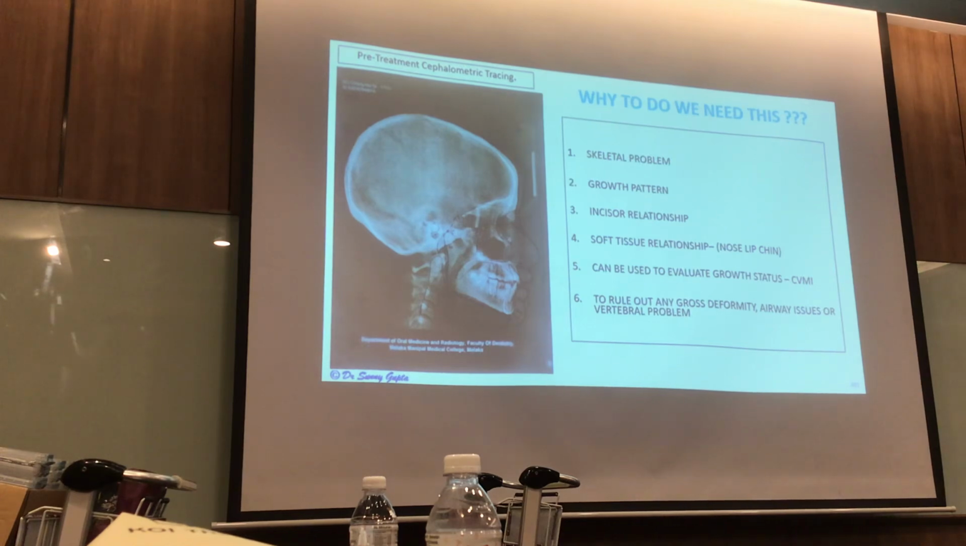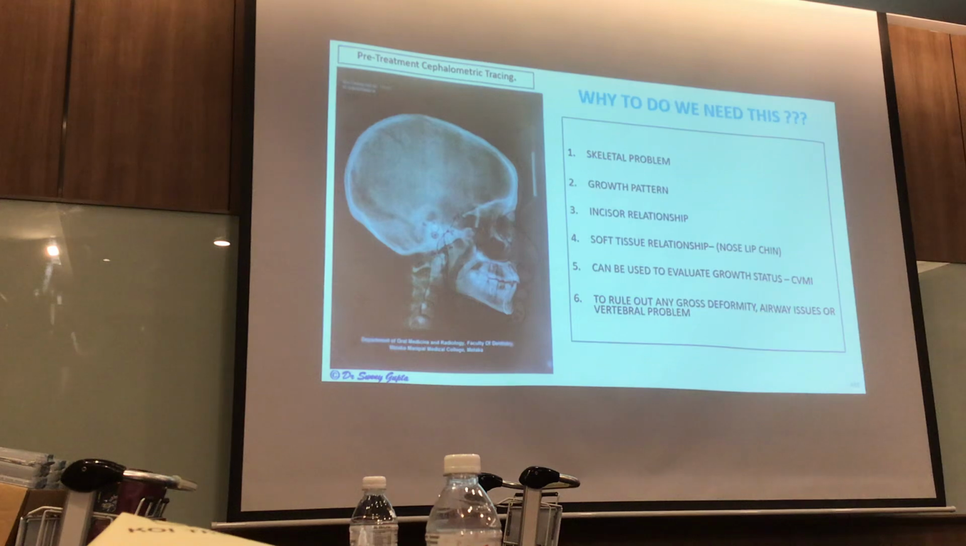Another information you want is whether the patient has a horizontal growth pattern or vertical growth pattern. You do the Tweed's triangle. And if your FMA is more than 25, it's a vertical growth pattern. If it is less than 25, it's a horizontal growth pattern. Then you want to check whether your incisors are proclined or retroclined. You can do upper incisor to NA, lower incisor to NB. Interincisor angle. These are the values which will tell you whether your incisors are proclined or not.